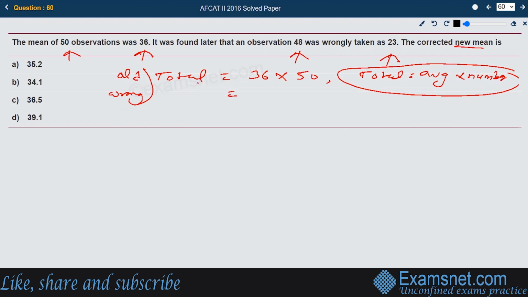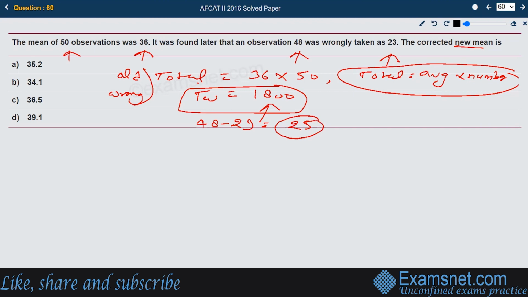So total is equal to 36 into 50, which is 1800. This is the wrong total; let us call it TW, the wrong total, 1800. How should the correction be made? He has said 48 has been taken wrongly as 23, so there is a difference of 48 minus 23, which is 25. Obviously a lesser value was taken, 25 lesser.